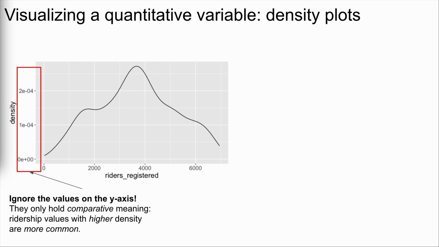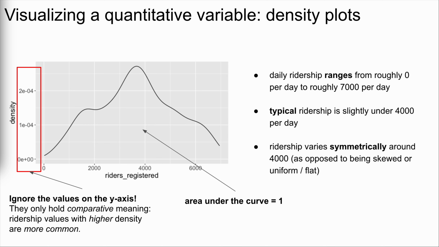Further, the values on the y-axis are scaled so that the area under the curve is equal to 1, or it accounts for 100% of the variability in ridership. If you've taken calculus or probability, this might be a familiar concept, but if not, no problem. Finally, keeping this all in mind, we learn the same things from the density plot as we did from the histogram, summarized here.